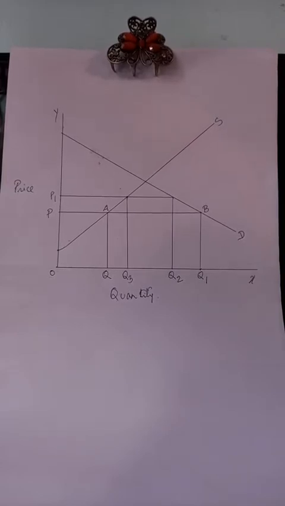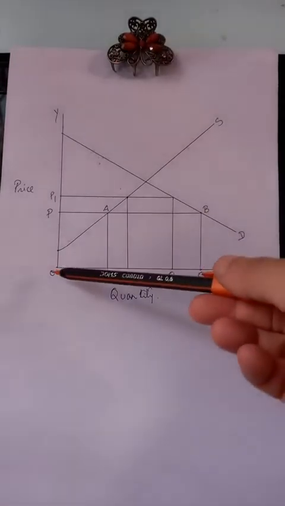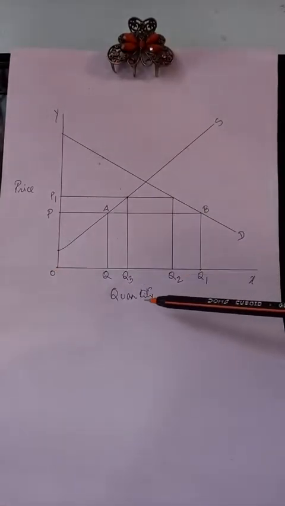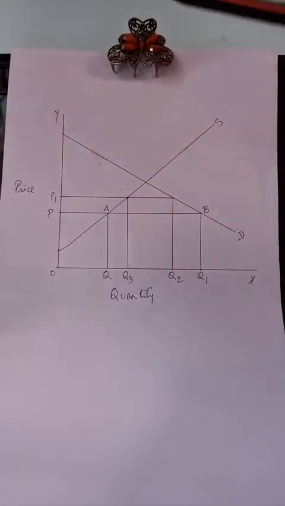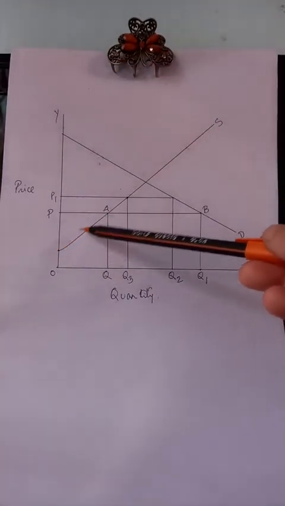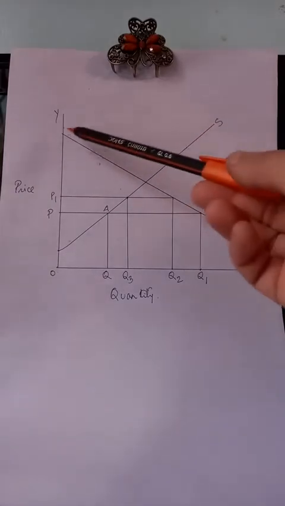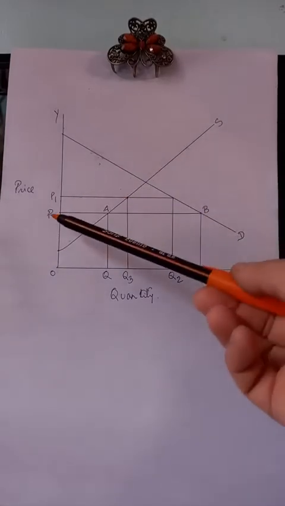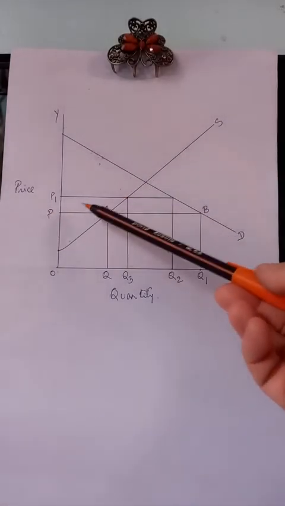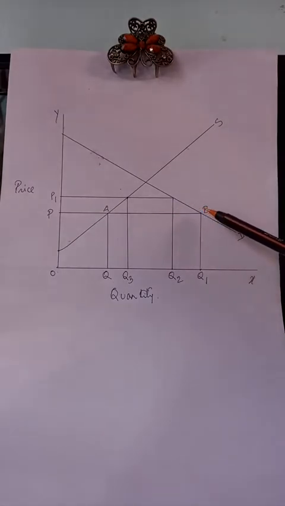Looking at a diagram, we have the two axes. We have the OX axis, which represents the quantity, demand and supply, and the OY axis, which represents the price. We have the upward sloping supply curve as well as the downward sloping demand curve of the domestic country. We also have this line PB, which represents the supply curve of the world market.